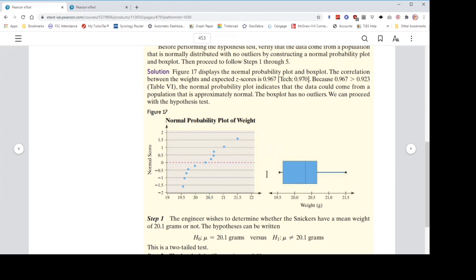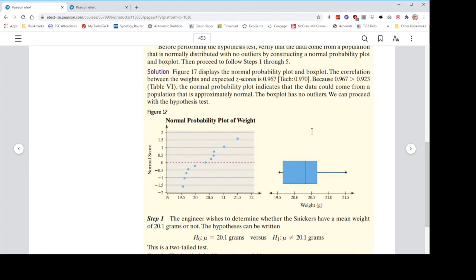Now, when we look at the box plot, you can see the box plot definitely has a right skew to it, but you'll also notice there's no outliers. There are no points that are outside the maximum or minimum values. One of the conditions was that the sample data has no outliers. So we have no outliers in this data, so that's a good sign, even though this does look a little bit of a right skew.